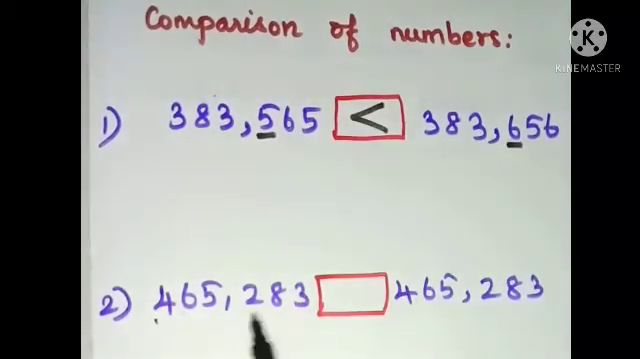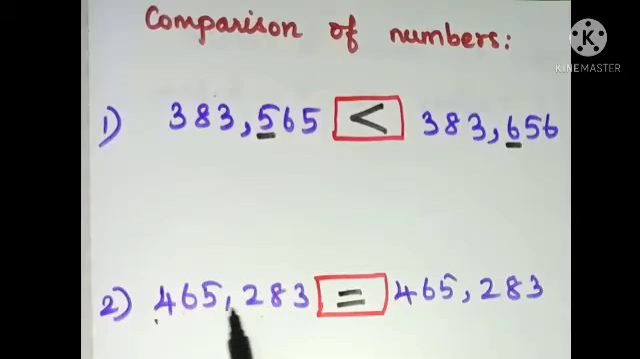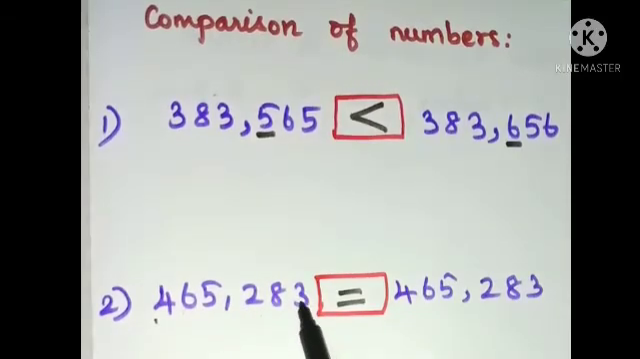Here 4, 6, 5, 2, 8, 3. So the numbers, each digit is equal. So 4,65,283 is equal to the number 4,65,283. Same numbers. So put the equal sign.